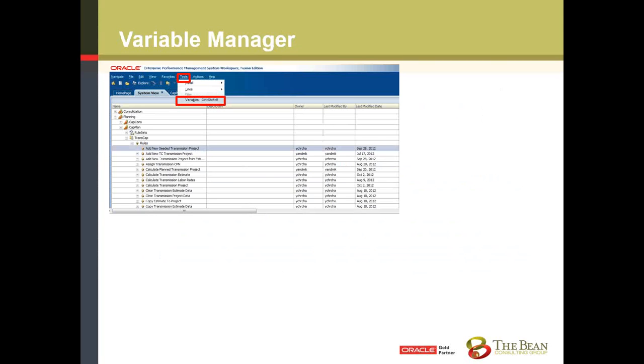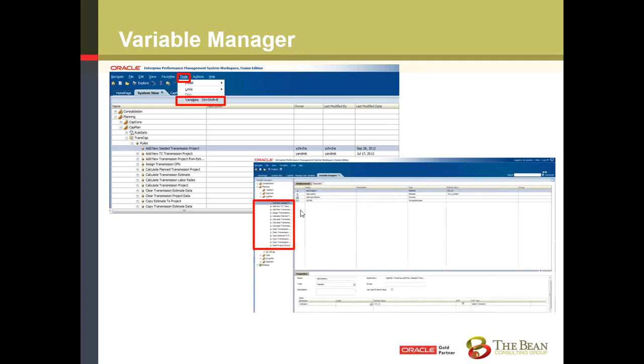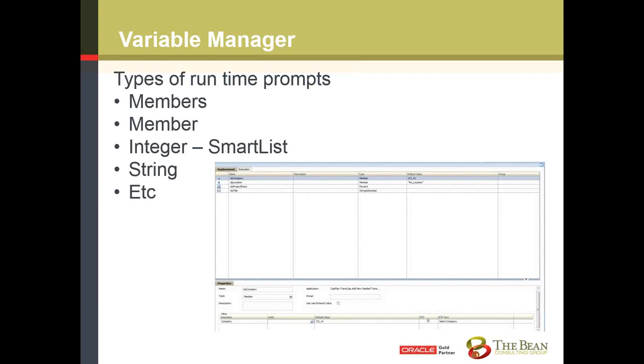In order to create your runtime prompts in Calc Manager, you want to go to your Tools menu, go to Variables. Then once you've gotten into your variables, you'll see all of your different business rules listed there once you get down into your planning application or database. And you'll then see all the variables for a particular business rule that you have selected there. You can add more runtime prompts there, or that sort of thing.